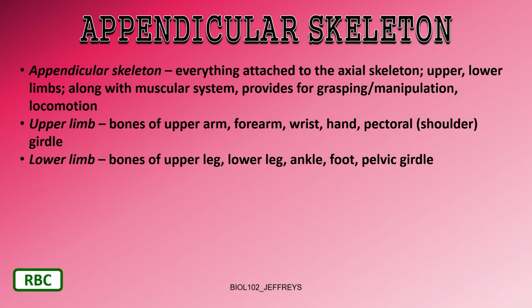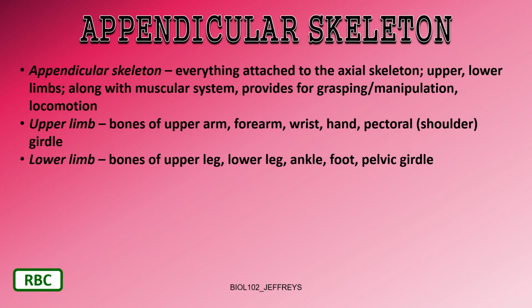That's your extremities, your upper and lower limbs, your arms and legs. Along with the muscular system, the appendicular skeleton provides the ability for you to grasp objects with your hands and manipulate them, and also to run away from the bear that's trying to eat you. So we have the upper limb. Now that includes the bones of the upper arm and the forearm, the bones of the wrist, the bones of the hand, and the bones of the pectoral or shoulder girdle. We'll look at those in a second.